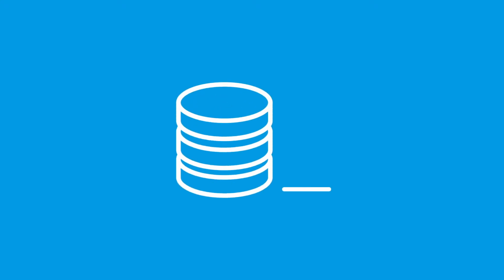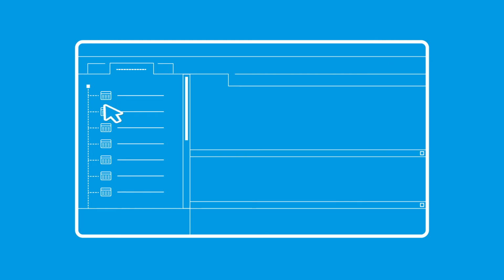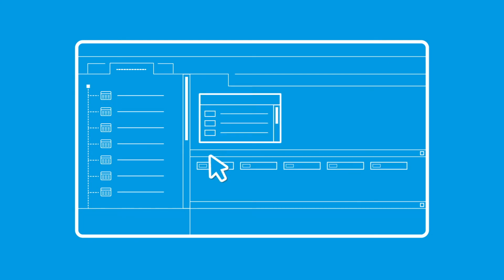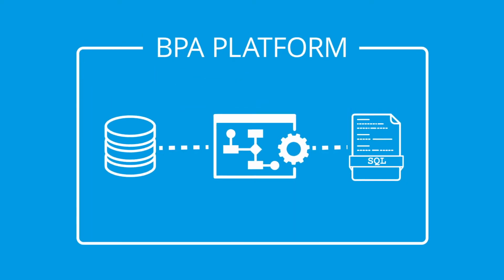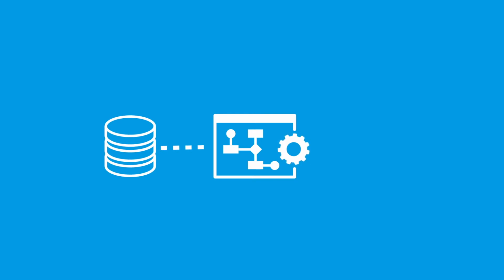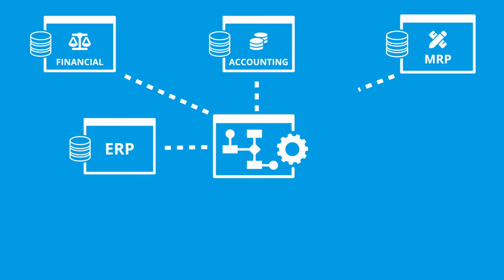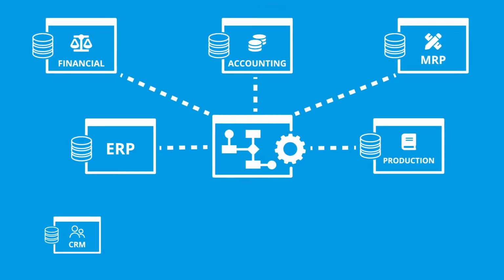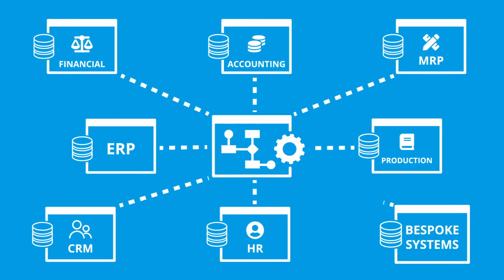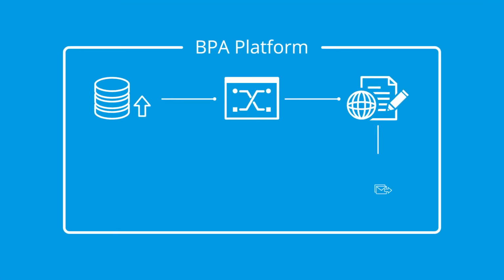The Database Query tool can be used to create SQL queries using drag-and-drop tools within BPA Platform. This allows for the extraction of specific information sets from relational database systems such as ERP, financial, accounting, MRP, production, CRM, HR, and bespoke systems. Once obtained, the data is then available to other task steps in BPA Platform for manipulation, delivery, or both.